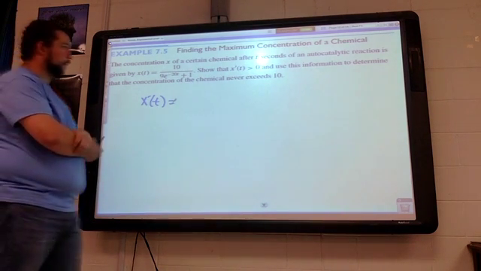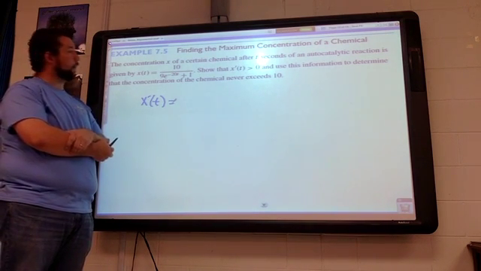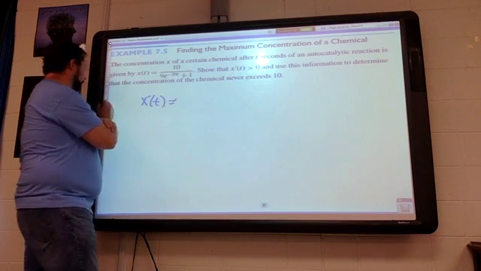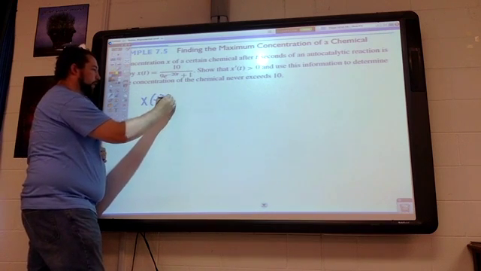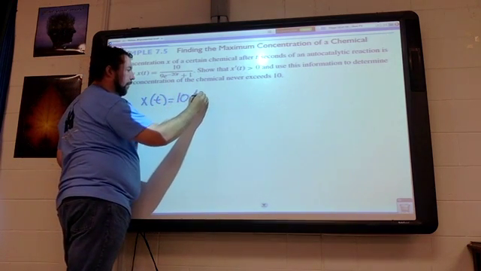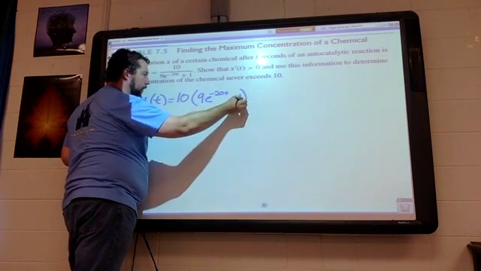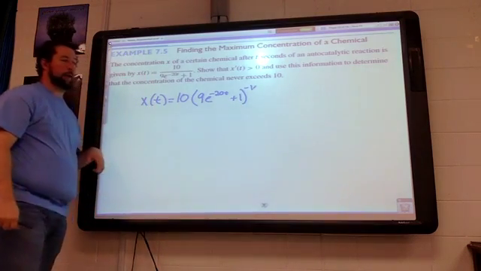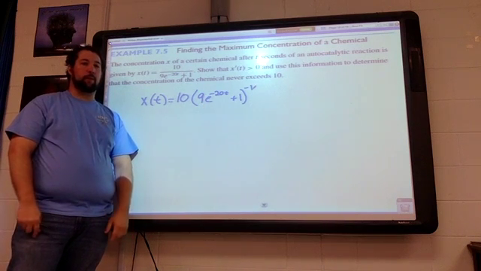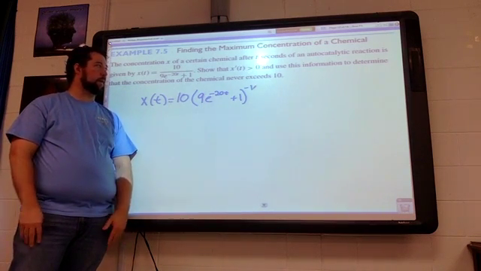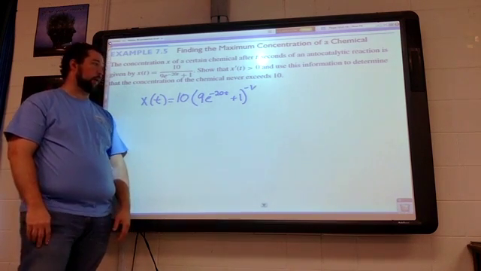The book would actually have us, instead of doing the quotient rule, which gets a little more convoluted because you've got low D high minus high D low stuff, rewrite this. x of t is equal to 10 times (9e^(-20t) + 1) raised to the negative first power. So just bring the whole bottom part up as a negative 1 power. Quotient rule might have been better, but let's just do it this way since I've got it written.